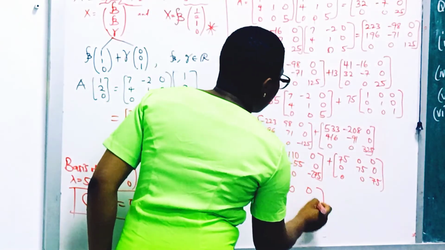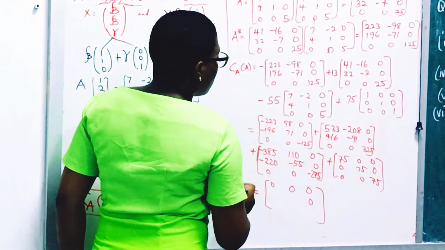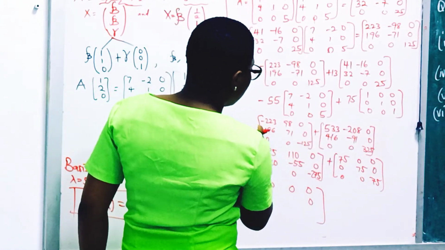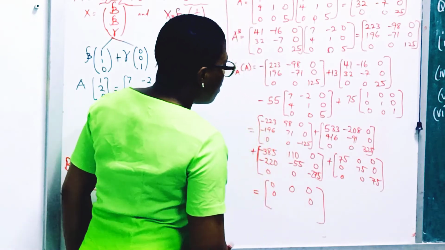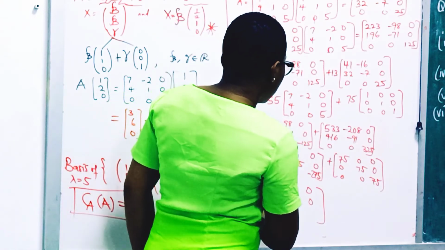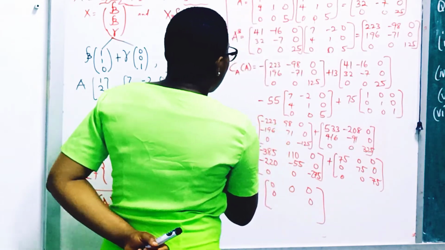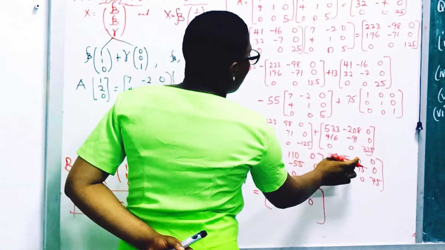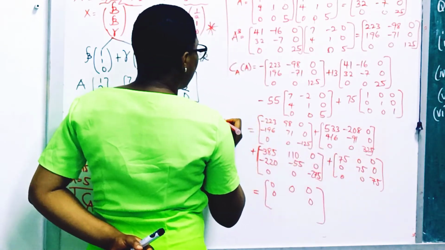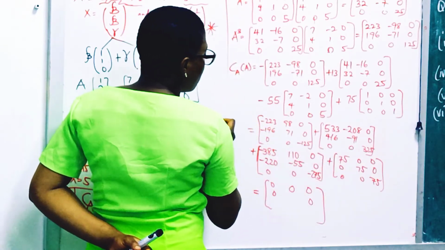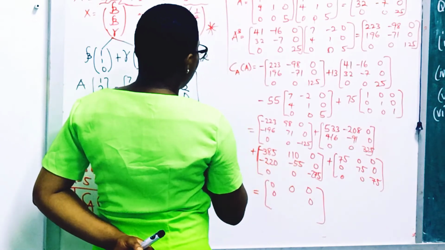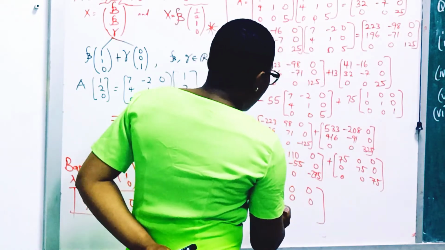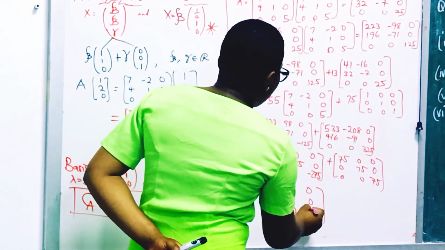This place should be 0. Then this plus this should be 0, because this and this will give you this. So 0. Then 71 minus 91 first, that's minus 20. Minus 55. Minus 75. Okay, 0. The next one, 0, 0, 0.